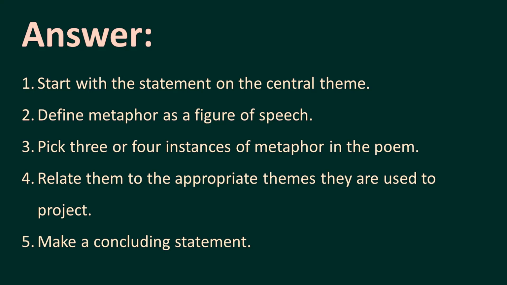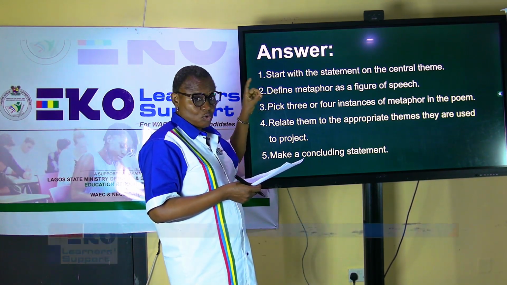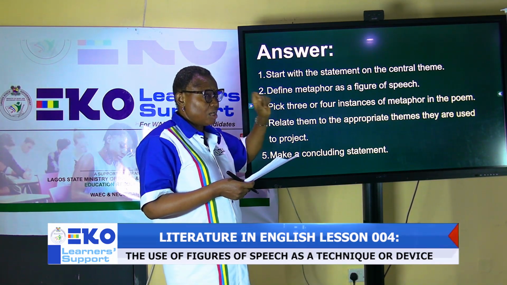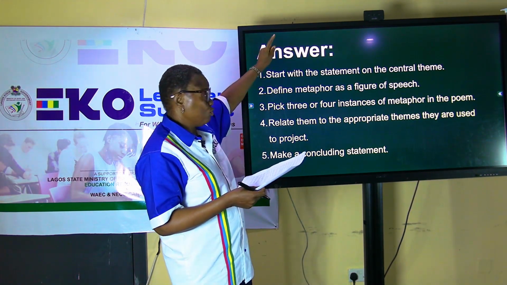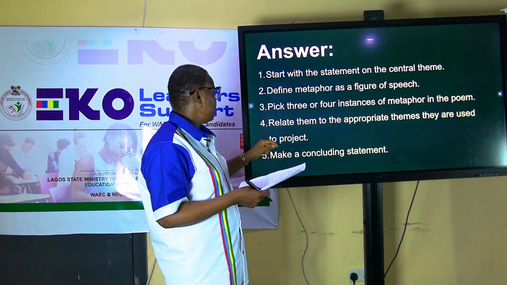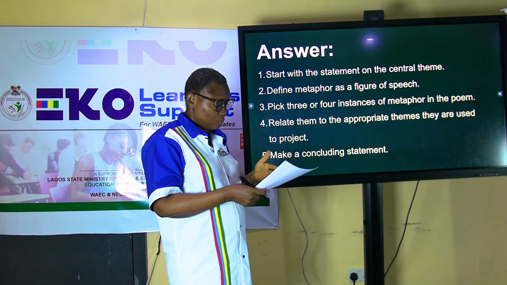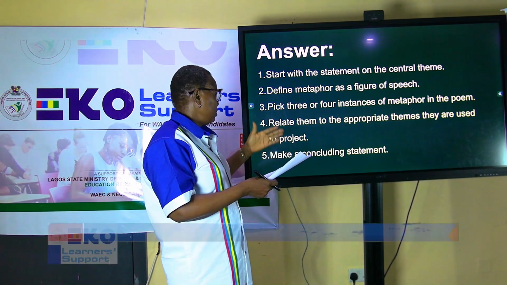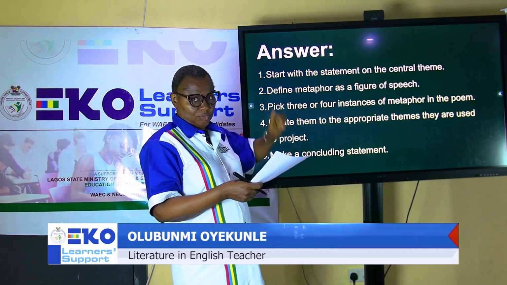Define metaphor as a figure of speech. After that, there must be connectivity. You connect it to the central theme by saying that figure of speech is one of the techniques used to portray the central theme of the natural beauty of Africa. Then you define metaphor, and that is where you bring in the knowledge of the figure of speech that you have learned. Third, you pick 3 or 4 instances of metaphor in the poem. In this poem, right from the beginning to the end, we have a prevalence of metaphor, so pick 3 or 4 instances and relate them to the appropriate theme.